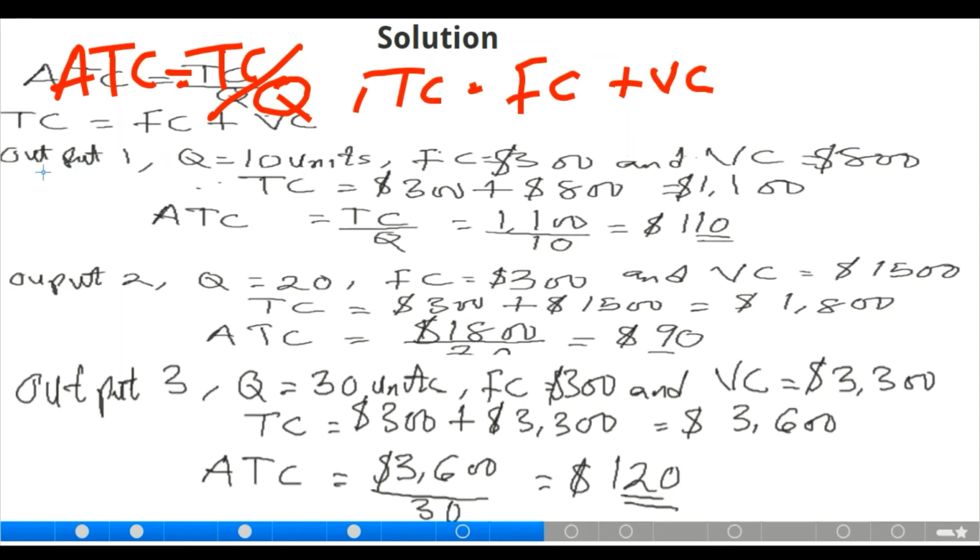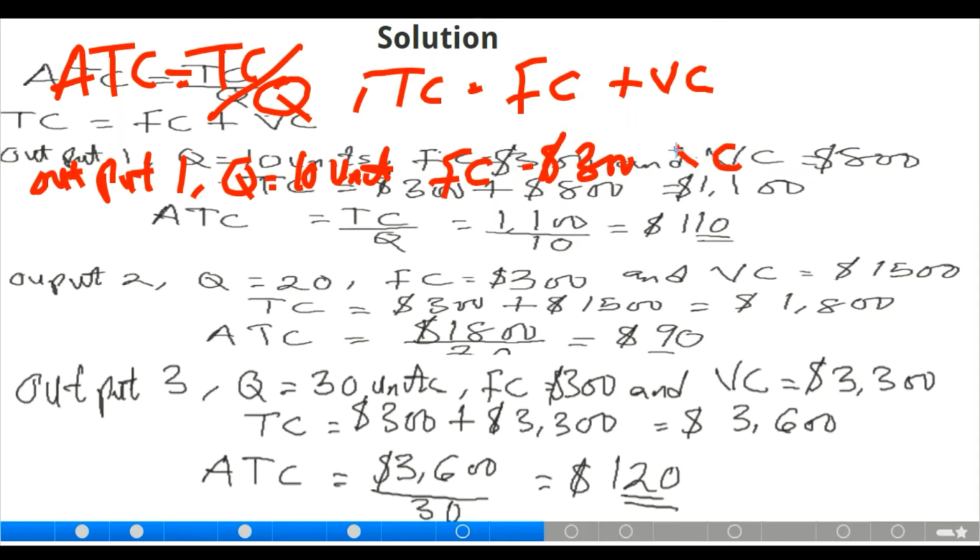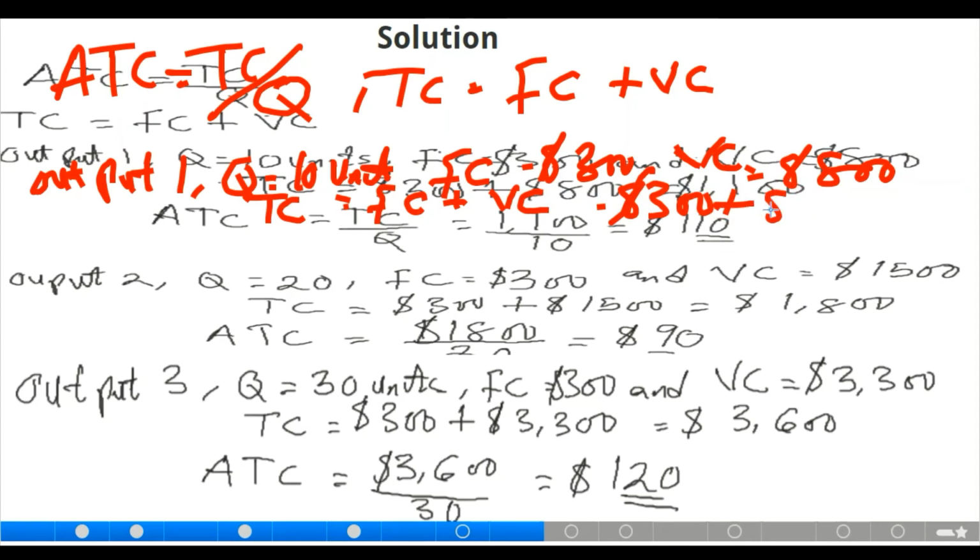Now in our question, we have output one, that is we have Q to be 10 units, and at the same time we have our fixed cost, which is $300, and our variable cost, which is $800. Now first we have to look for our total cost, which is fixed cost plus variable cost. That is, we now have $300 plus $800.